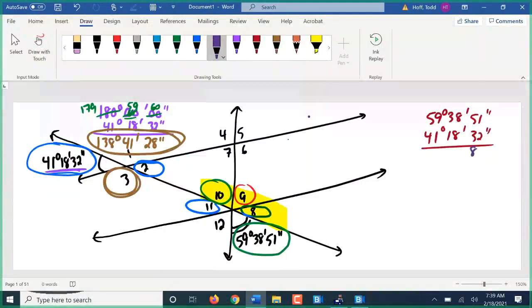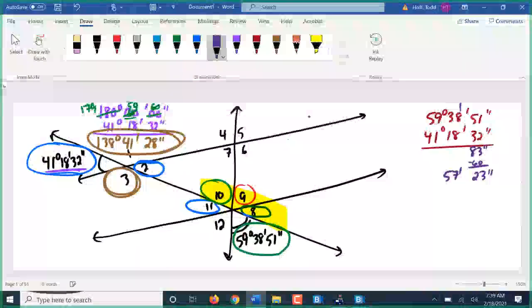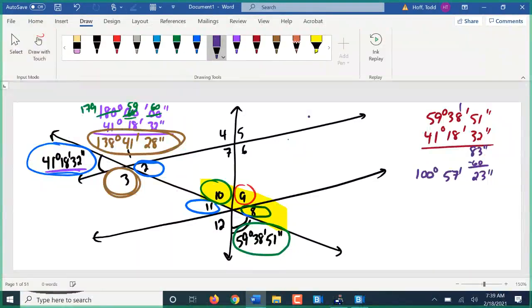So this is 83, which is more than 60. If I subtract 60, I'm left with 23 seconds, and I carry my 1 minute. That is 57 minutes and 100 degrees. And then we have to turn around and subtract that from 180 degrees.